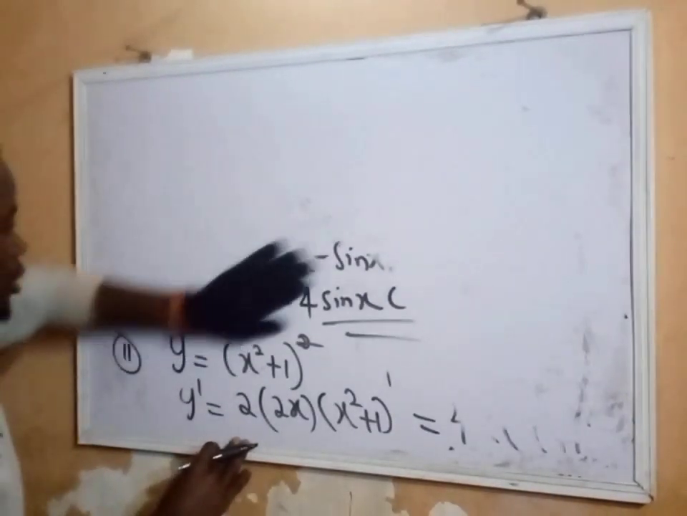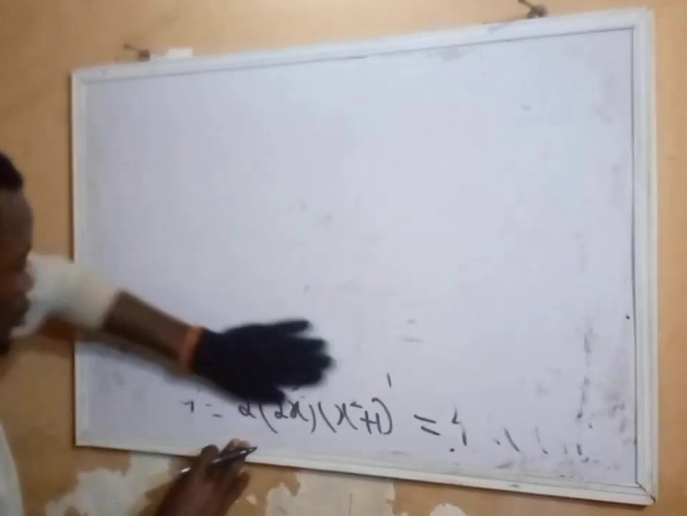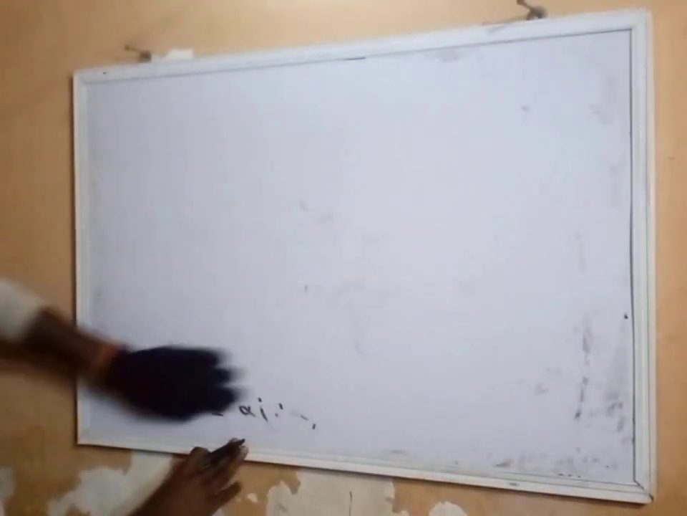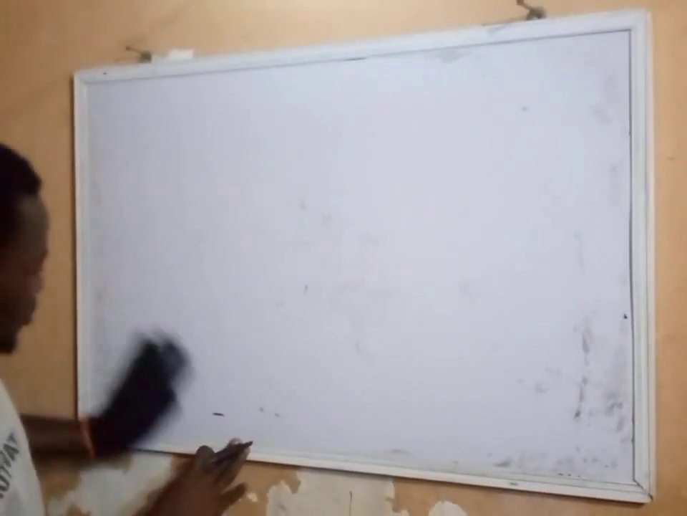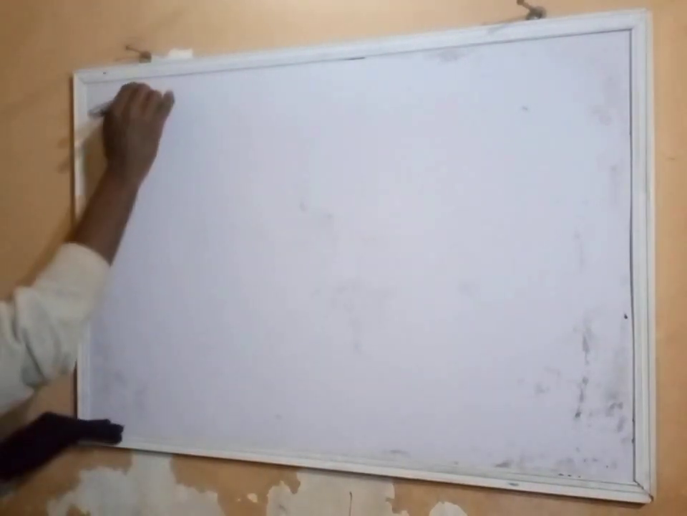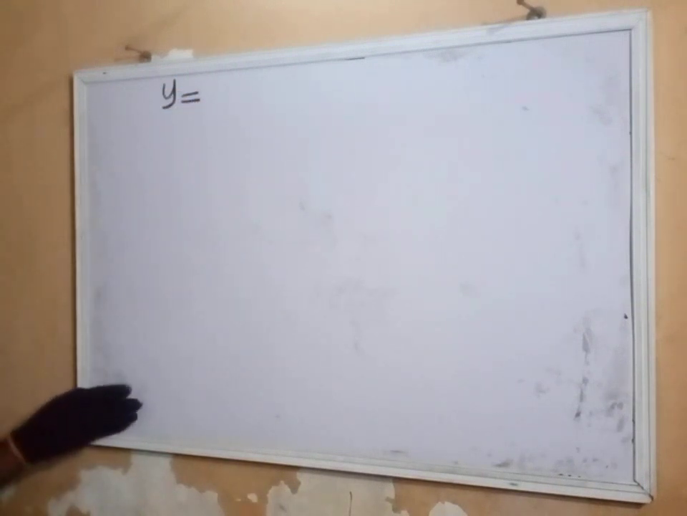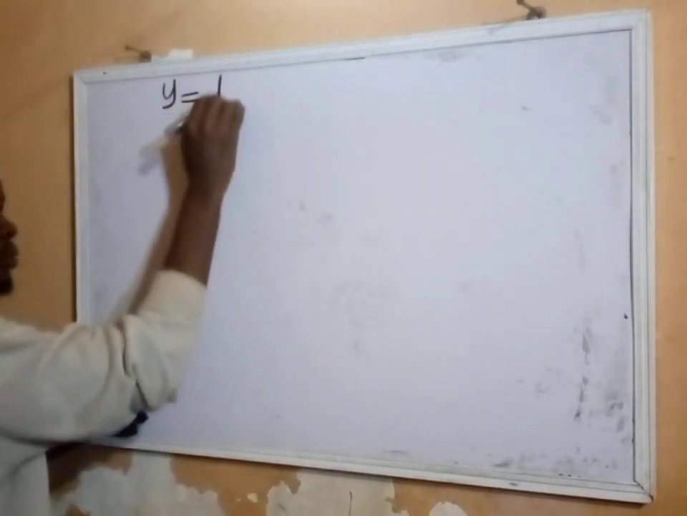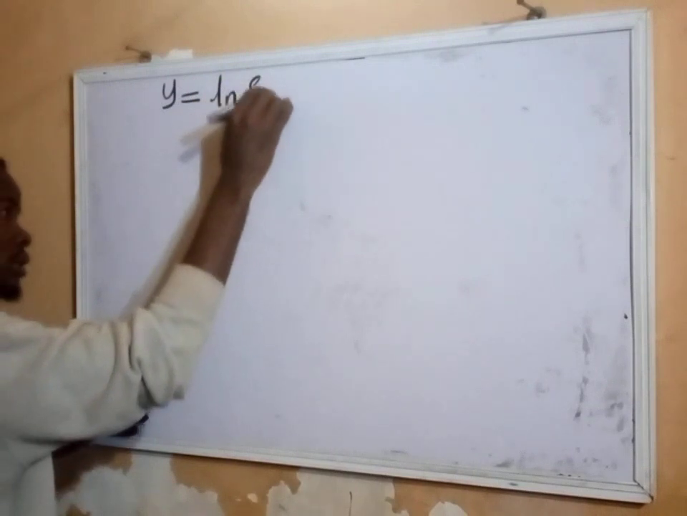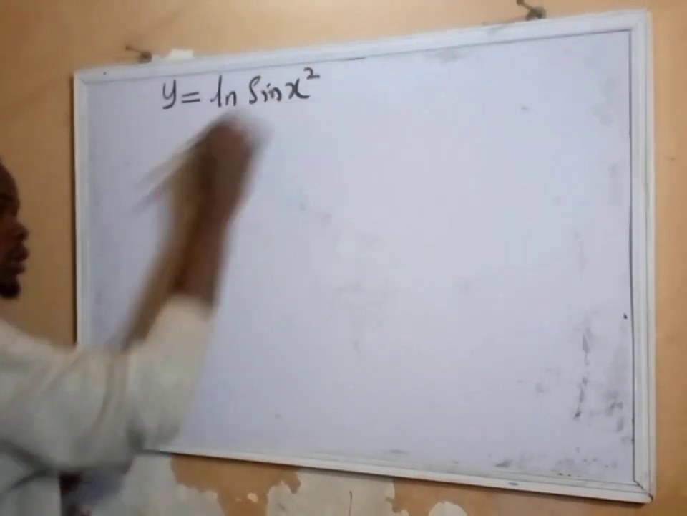Suppose we are given y equals to a function of x. If y equals to a logarithm, which is ln, of sine x squared.